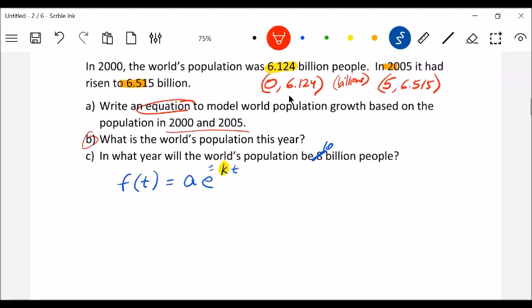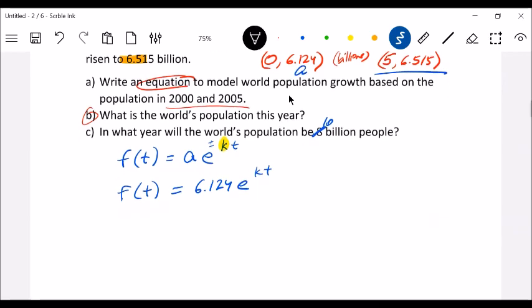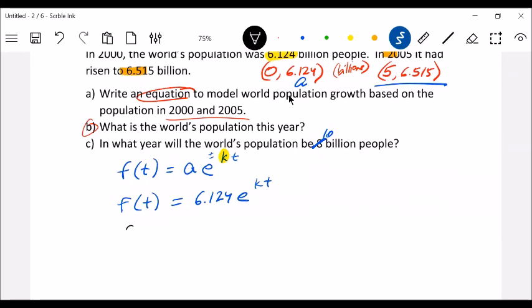So let's use those things. First, this is the A. So the function based on time is equal to 6.124 e to the kt. Now I'm going to use this one. Okay, so the result, 6.515, we'll leave the billion out of it for now, is equal to 6.124 e to the k times 5.